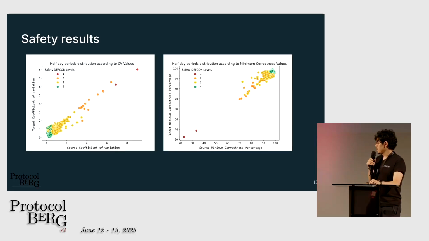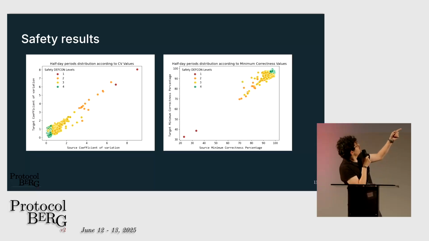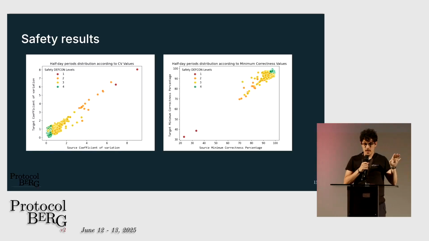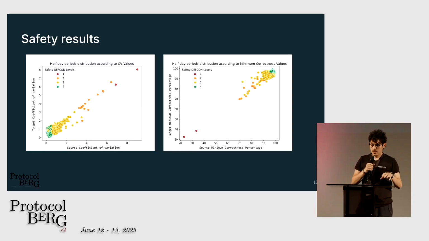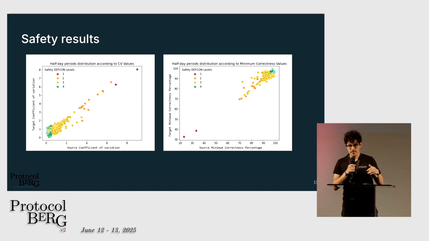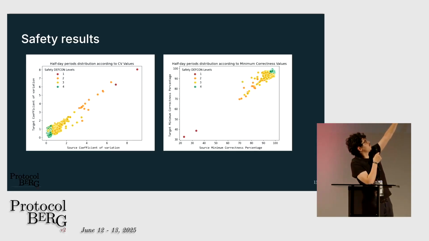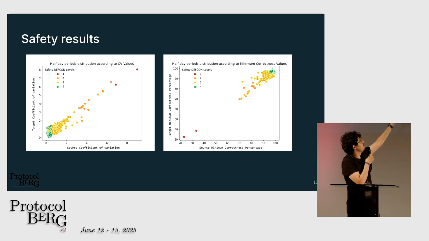So here we have 2 figures. For the 2 figures, we have dots. Each dot is a half-day time period, and the color of each dot is the safety DEFCON level. For the figure on your right, in the x-axis, we have the source minimum correctness percentage, and in the y-axis, we have the target minimum correctness percentage. So we want all the half-day periods to be at the top right of the figures. And here we can see that the classification we did worked pretty well.